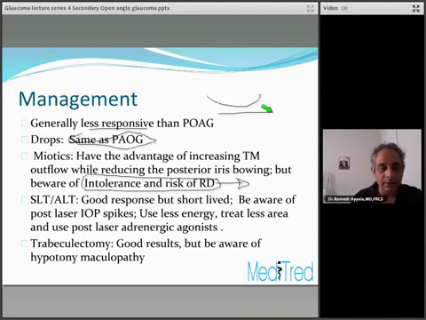Now, the other thing that I have not mentioned here, but I should have mentioned, is to perform iridotomy. The concept there is if you make a hole in the iris, which is bowing posteriorly, it will equalize the pressure in the anterior chamber versus the posterior chamber, as the fluid will bypass the reverse pupillary block mechanism and travel into the anterior chamber through the iridotomy.